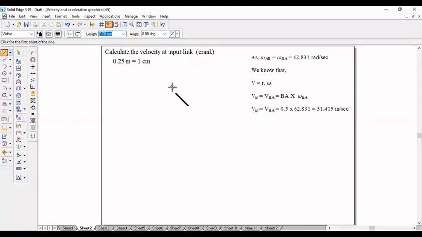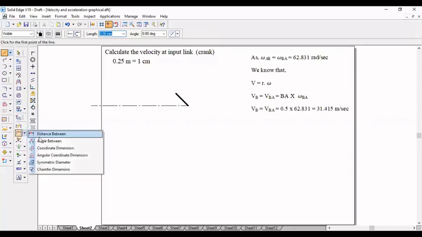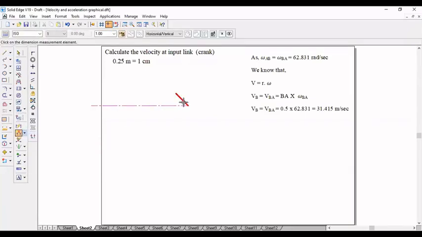Right now, this is the crank length. Let me just consider a center line. Now I'll just show the angle between these two lines. It will be 45 degrees. You just have to construct this 45-degree line.